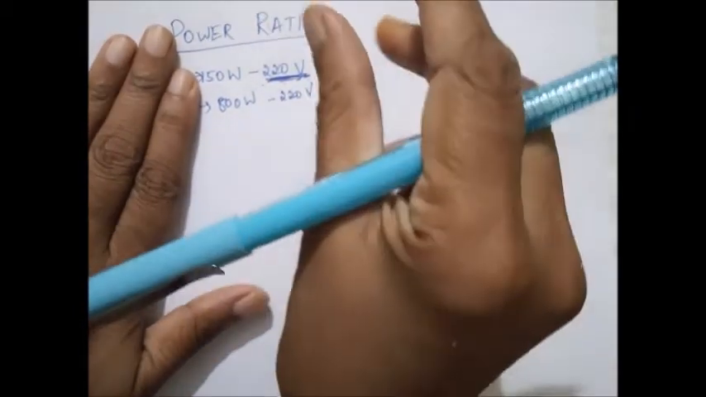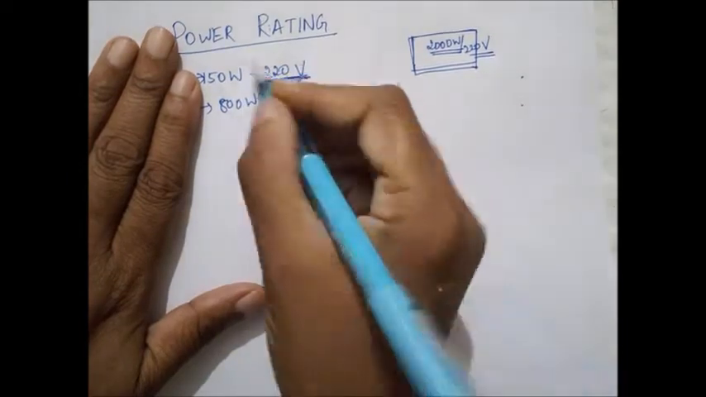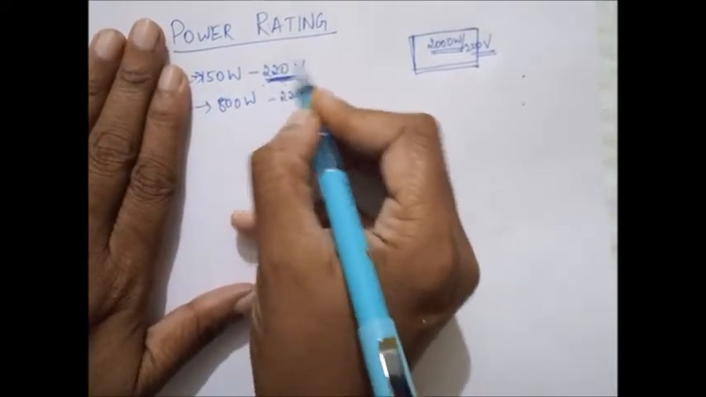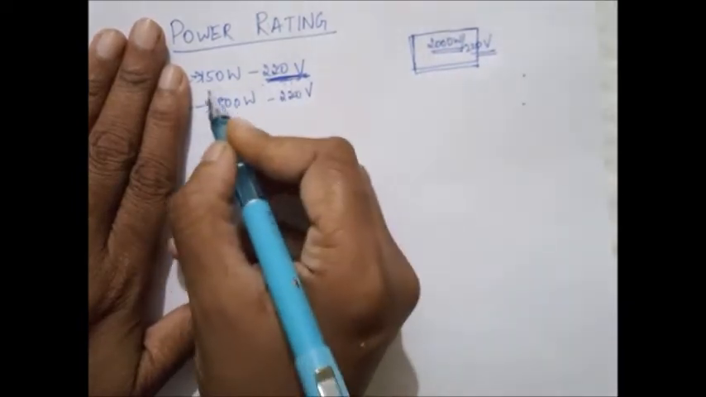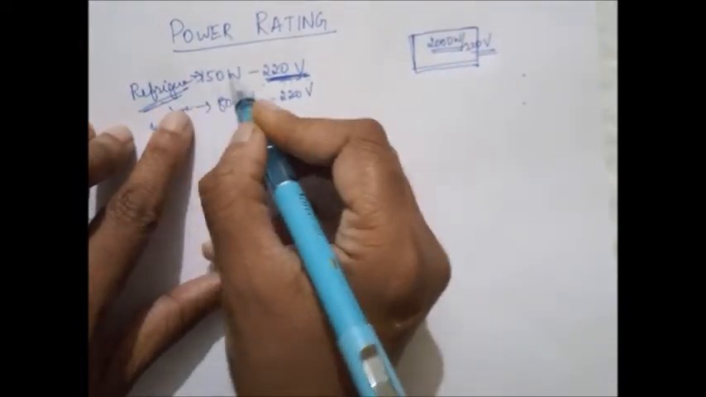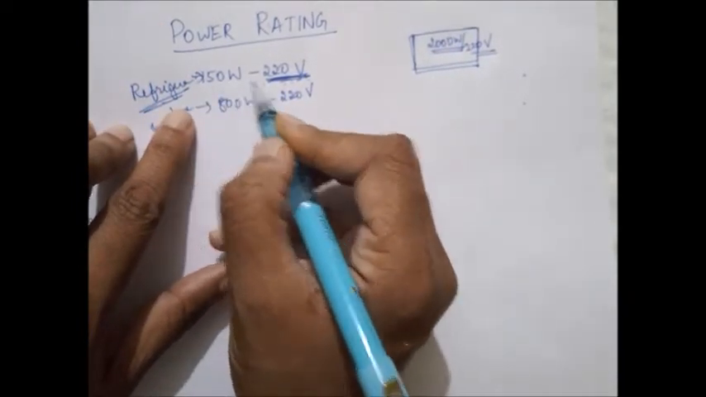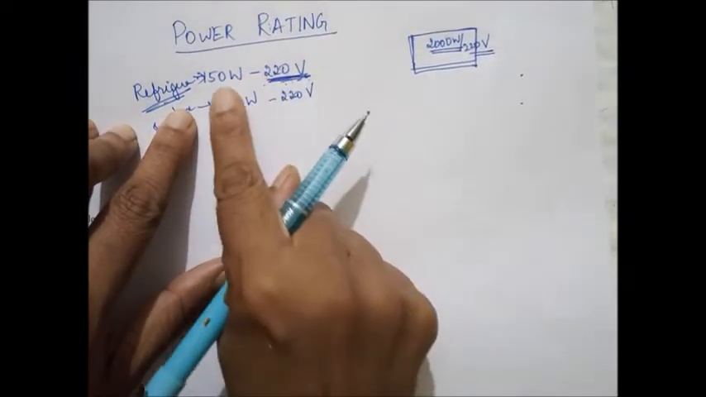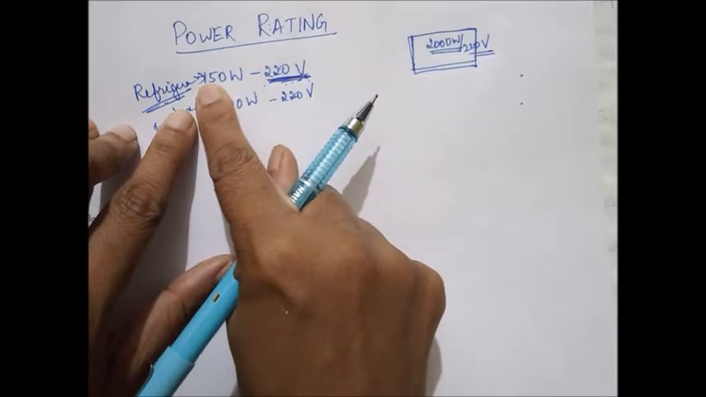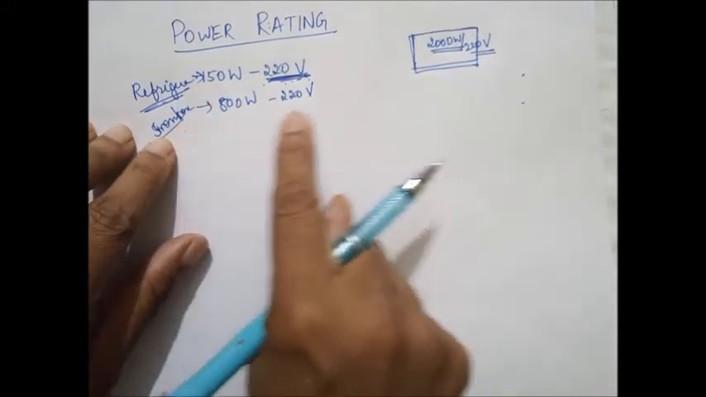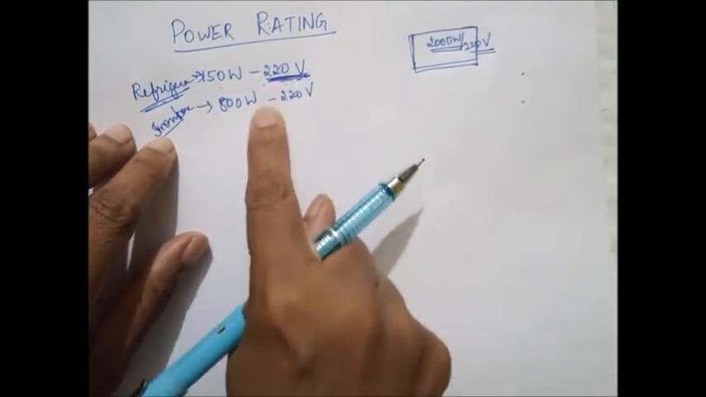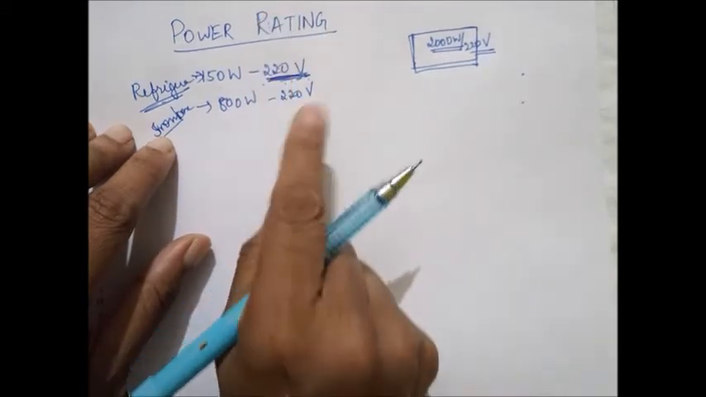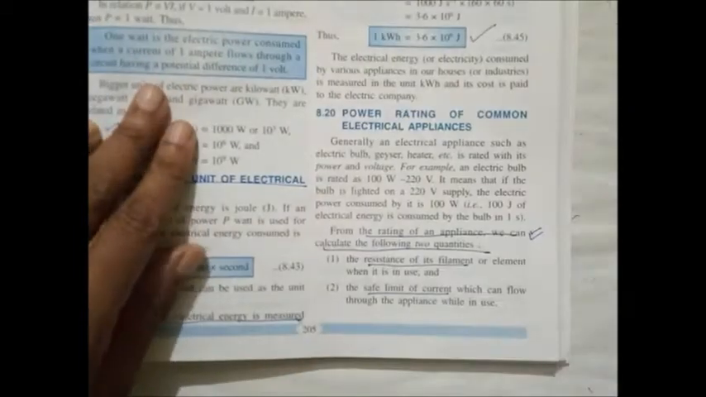So when you insert an appliance inside, you're getting 220 volt as the input voltage. If that much voltage is given, then that appliance, if it is a refrigerator, consumes 150 watt in 1 hour. If it is a press box, and if I supply 220 volt, then it will consume 800 watt in 1 hour. That is the meaning of power rating.